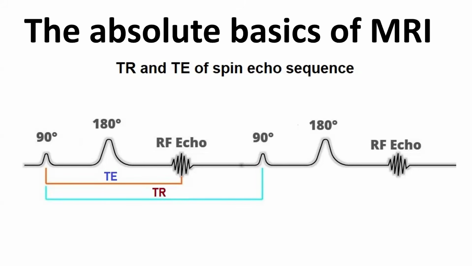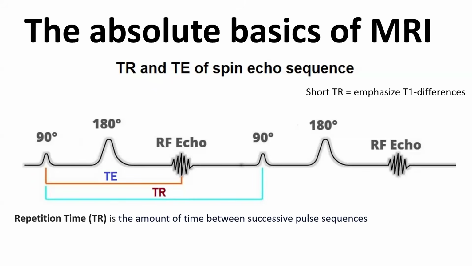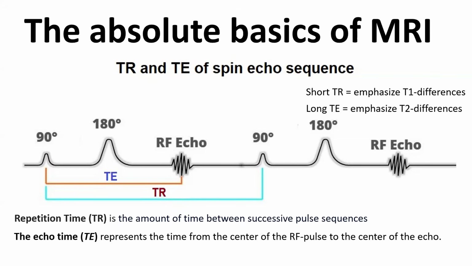We have talked about T1 and T2 relaxation, and repetition time and echo time. Repetition time is the amount of time between successive pulse sequences. And if we choose a short repetition time, this will emphasize T1 differences between tissues. The echo time is the time from the center of a radiofrequency pulse to the center of the echo, or from the beginning, I believe, of the radiofrequency. I'm not sure. Maybe center.